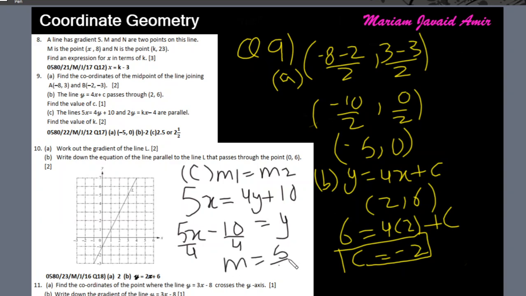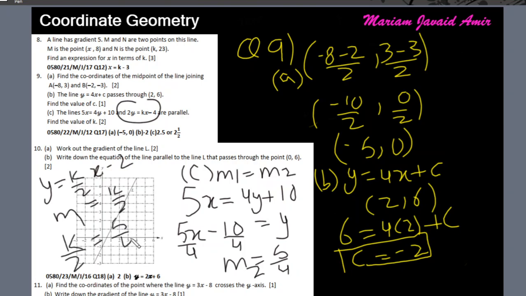Similarly, in this equation, when we make y the subject, we get k over 2 x minus 2. So now m is k over 2, and we know for parallel lines m1 equals m2, so k by 2 equals 5 by 4, so k equals 5 by 2, which is the answer, 2.5.